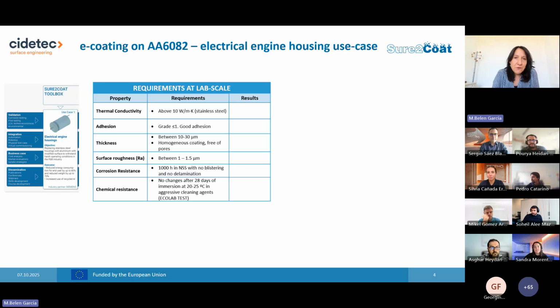So moving now to the first use case that I want to explain to you today, which is the electrical engine housing. Our objective with this use case was to replace stainless steel by aluminum with an e-coating to withstand the harsh operating conditions that are used in the food and beverage industry. So in this table, you can see the requirements that we need to fulfill with this use case, such as thermal conductivity, adhesion, thickness, roughness, and corrosion and chemical resistance.